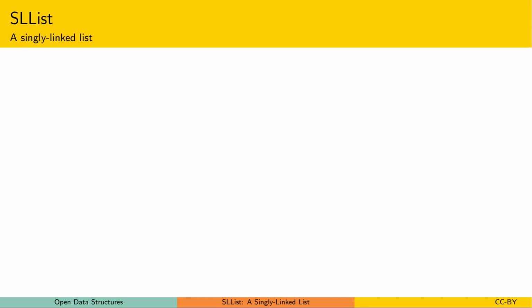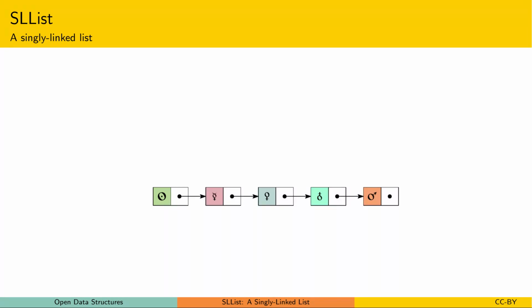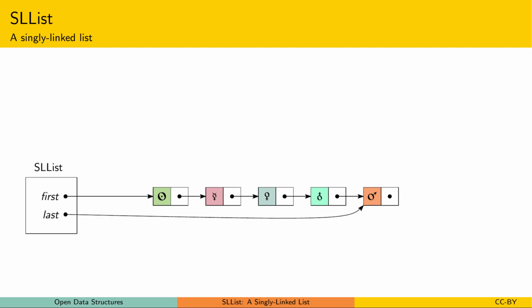An SLList, or singly linked list, provides an efficient implementation of a stack or a queue. The basic building block of an SLList is a node. A node has two parts, a piece of data that we call x, and a pointer to another node that we call next. The nodes of an SLList are linked together, one after another, through their next pointers. The SLList itself consists of a pointer to the first and last node in this sequence.